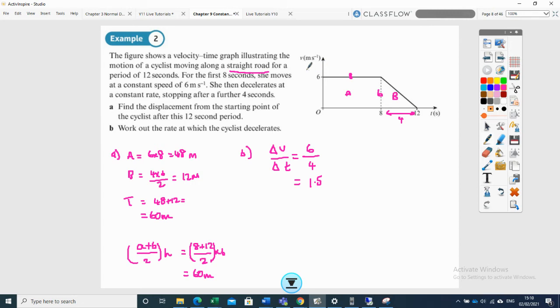Let's think about the units. So the units here is meters per second to the minus 1, and we divide that by seconds. So that will be, that's wrong there. That will be seconds. So this would be meters per second to the minus 2.